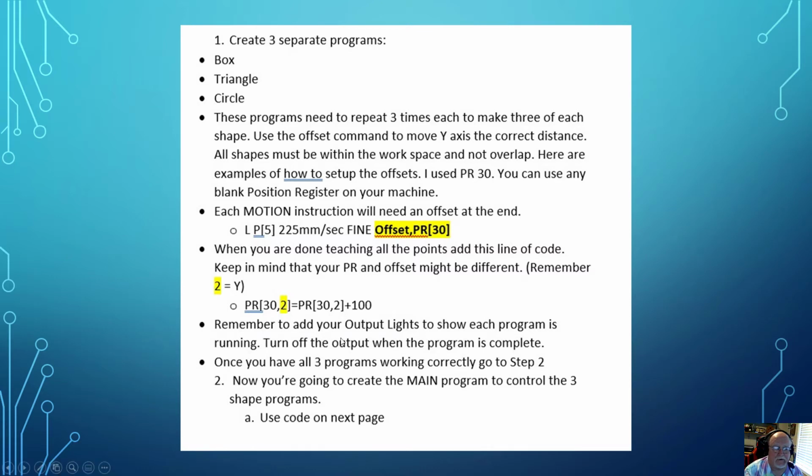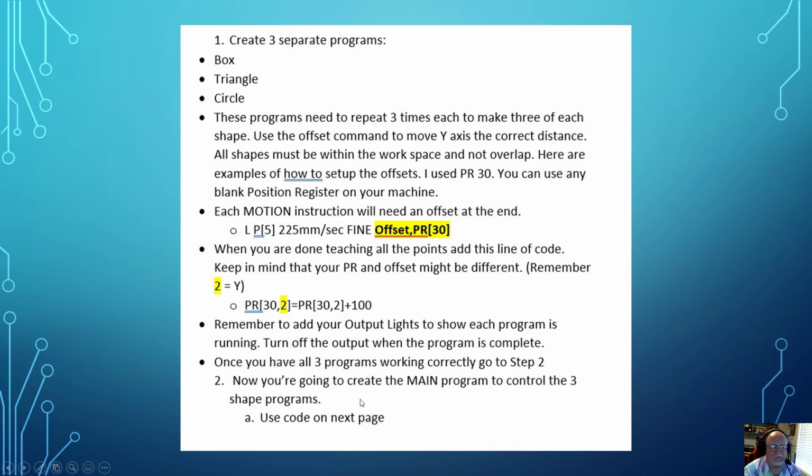Remember to add your output lights to these programs to show each program is running, and you'll do that in each of the individual programs. Turn off the output when the program is complete. Remember to turn on and off. Once you have all 3 programs working correctly, go to step 2.